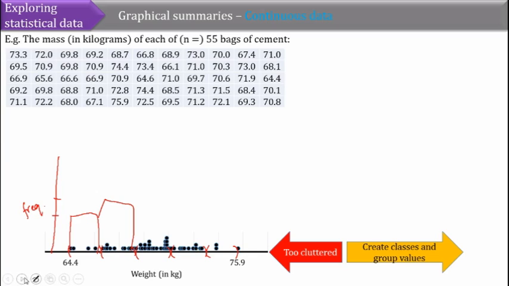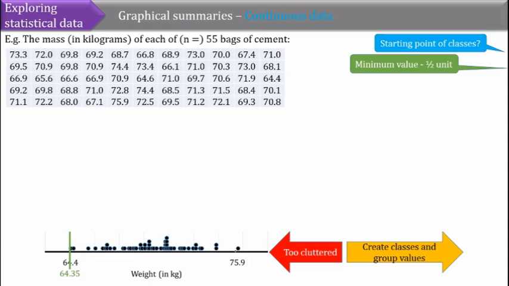So now let's have a look at the process which we need to follow in order to do this. First thing is the starting point of the classes. Where do we start? Now the usual is to take the minimum value in the data set and then subtract half a unit. So if we look at our data set over here, then the unit is 0.1. So that means we will take 64.4 and we will subtract half of 0.1. So 0.1 times a half, that gives us 0.05. So we get 64.35.